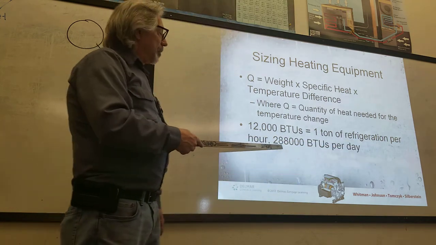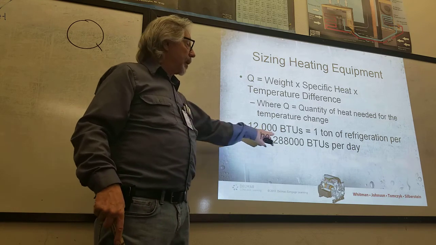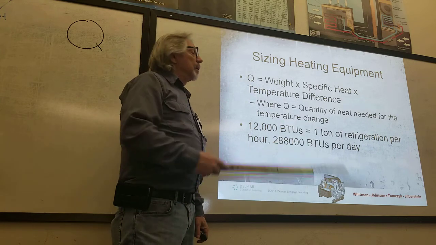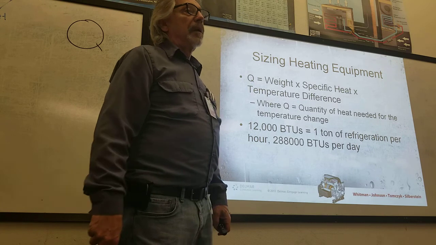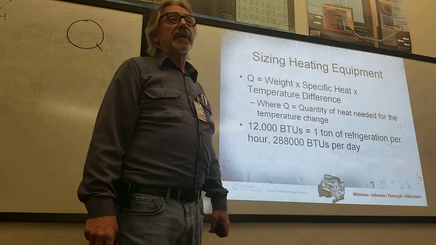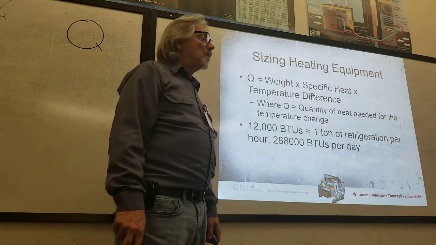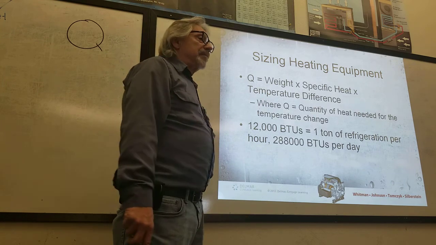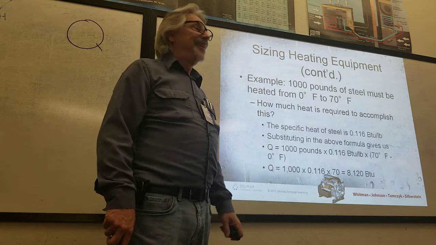So this is just a fact here: 12,000 BTUs equals 1 ton of refrigeration. That's something that you're gonna need to remember for the rest of your life. Okay? So that is on the contractor's exam. If you're gonna take the contractor's exam, that question is on there. You'll get used to it, you'll see it. You don't have to copy it. It's already on here.